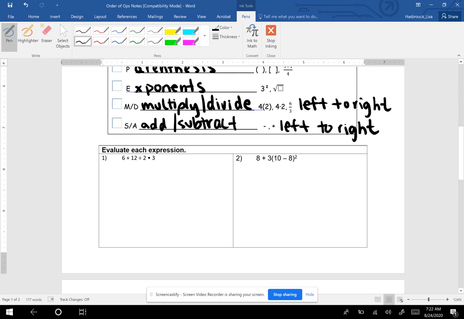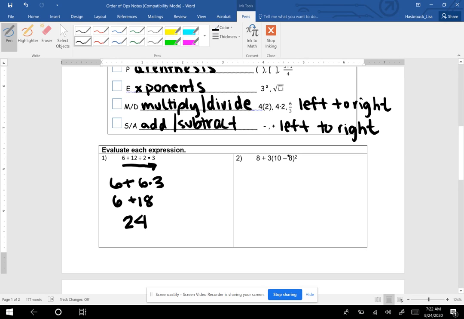Let's go ahead and go over some examples. For this first example, there's no parentheses, no exponents. However, we do have multiplication and division. Recall we go from left to right when we do those. So the first thing we want to do is divide. So we get 6 plus 12 divided by 2 is 6 times 3. Now we can do the multiplying to get 6 plus 18. So our final answer is 24.